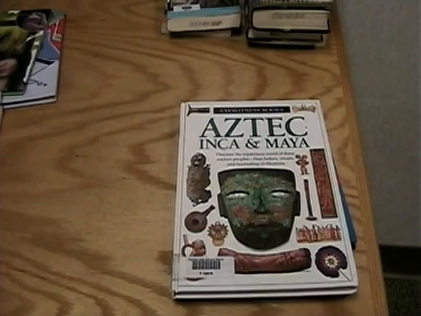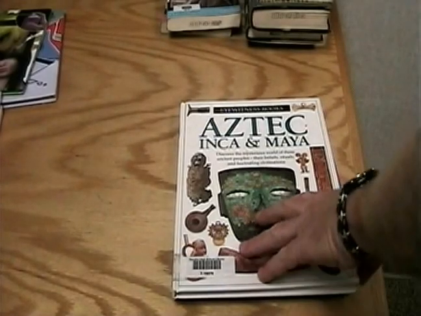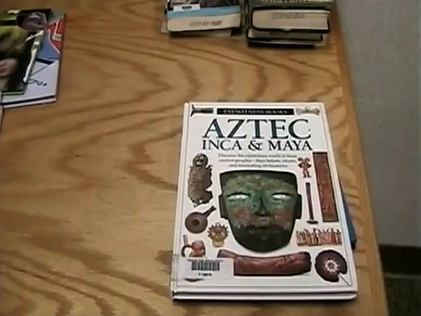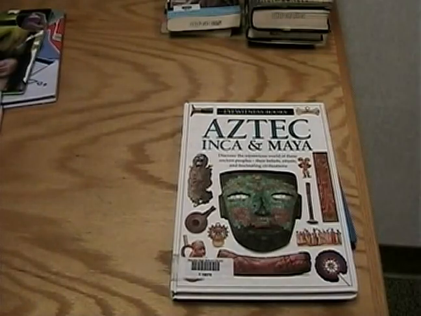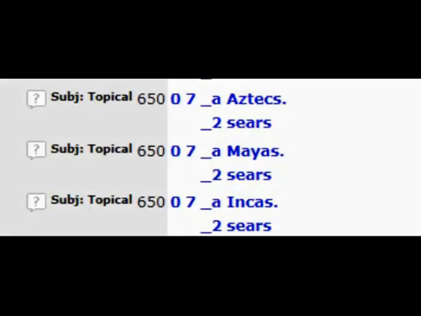With a book like this one, it says Aztec, Inca, and Maya. We're probably going to need more than one subject heading. Most likely we'll need one for each of these tribes of Indians. So there'd be one for Aztec, Inca, and Maya. And we go to the 650 field and add each of these subjects.